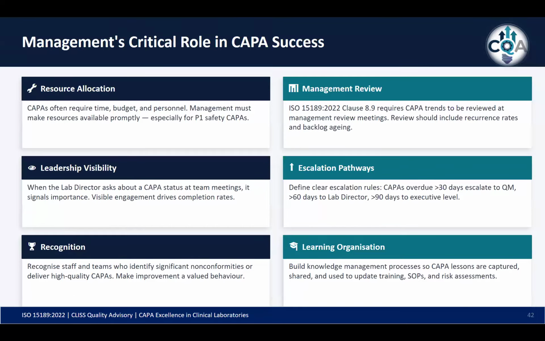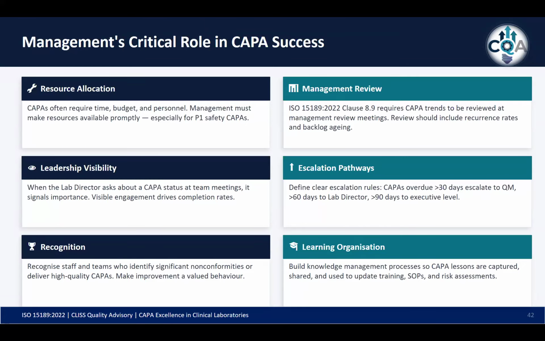And then management reviews, it's mandatory that CAPAs be discussed at management review level. This is clause 8.9. It shows commitment to the processes, and then have clear escalation rules and respect the escalation rules. If CAPAs are more than 30 days old in your department, they need to be escalated to the quality manager, because probably you have problems that the quality manager may be able to assist you with. If they get to 60 days and they remain open, escalate to the lab director. The lab director should be able to act.